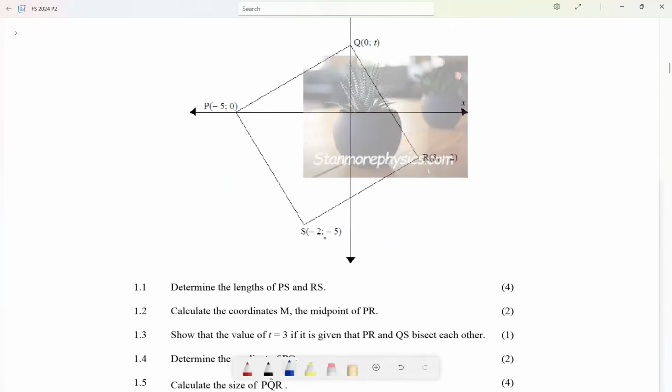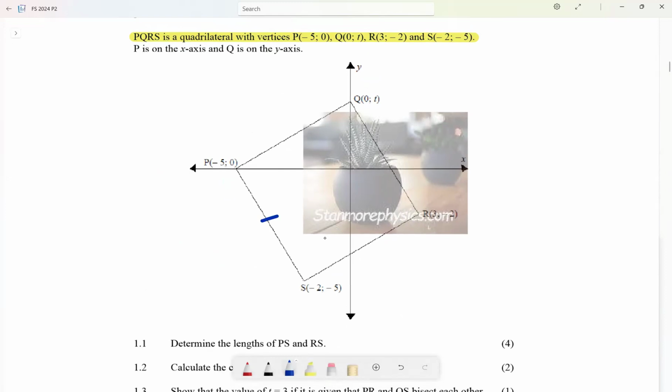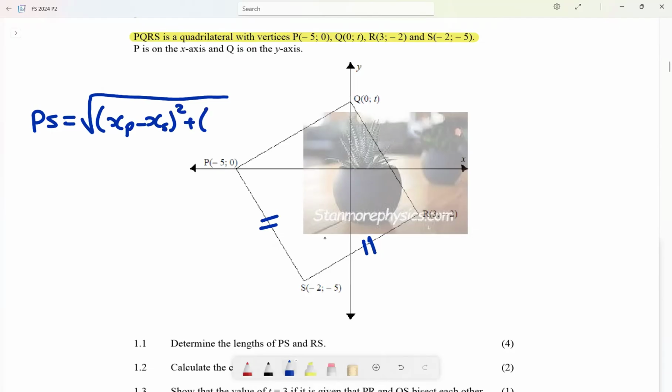Determine the length of PS and RS. Remember how you find the length. The length of PS is equal to the square root of (XP minus XS) squared plus (YP minus YS) squared. You can say Y1, Y2, but for the purpose of not forgetting, I'll use that one, so that when I substitute, I get it easy.